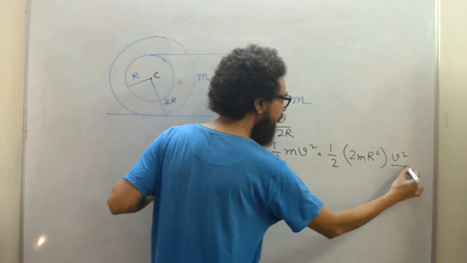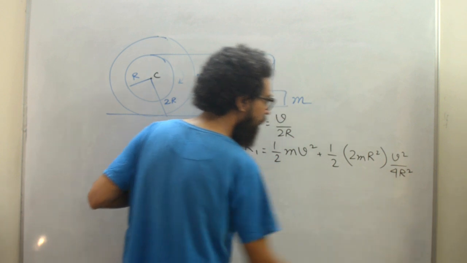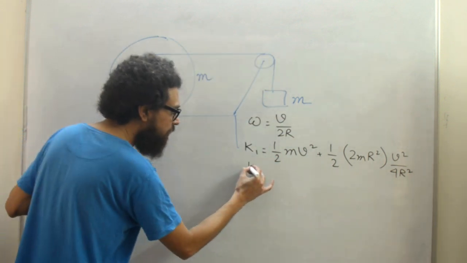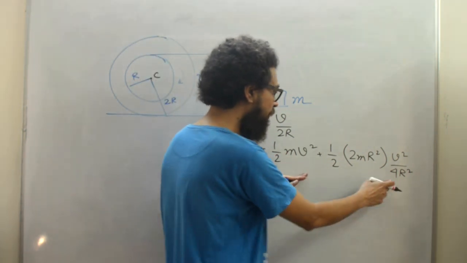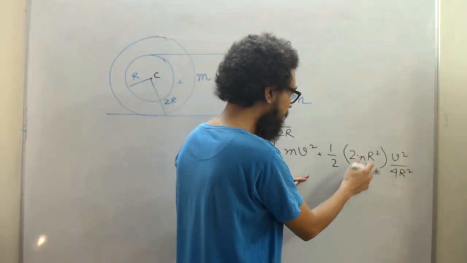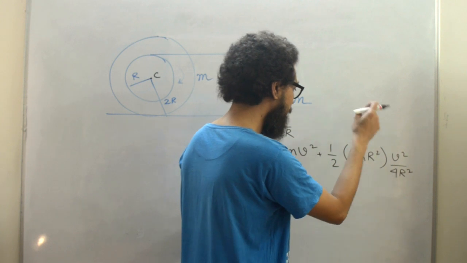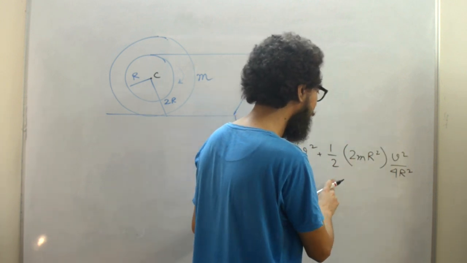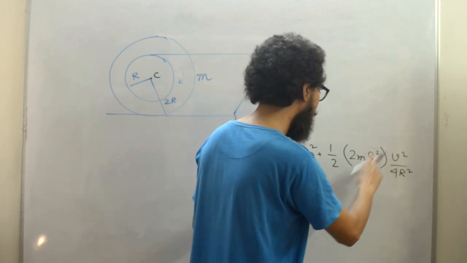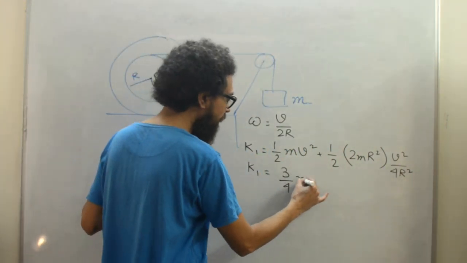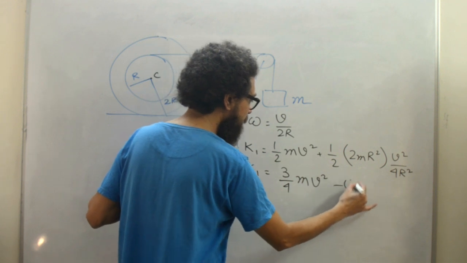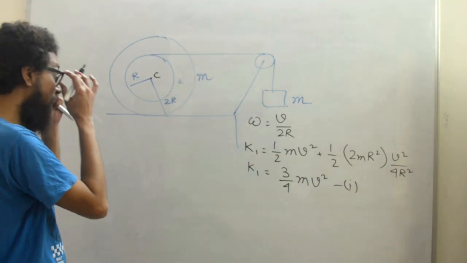So v square by 4r square. If you cancel all this, you will probably get half mv square here, 4 and 2 will get cancelled, r square will get cancelled. So half into 1 by 4 mv square and something, and this is this. So it is 3 by 4 mv square. Okay, so this is the kinetic energy of this system.